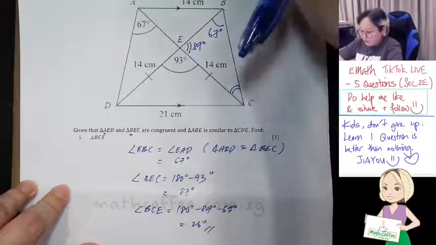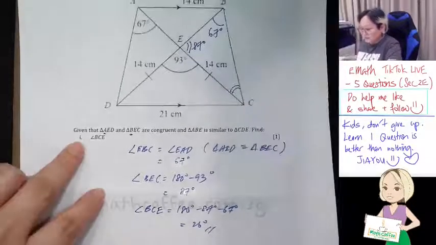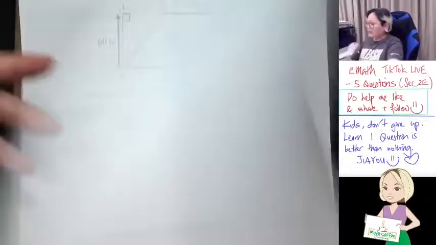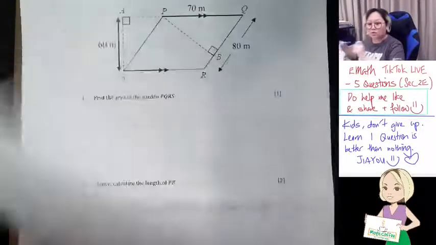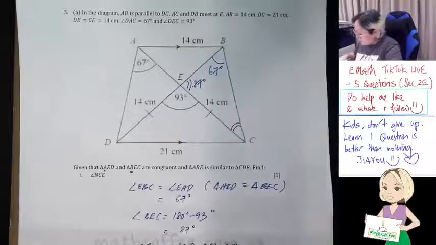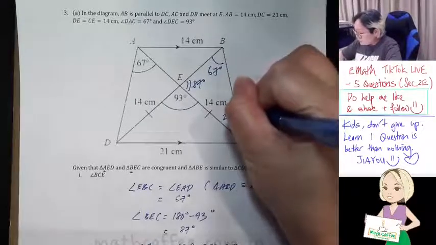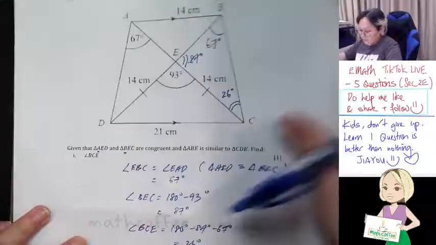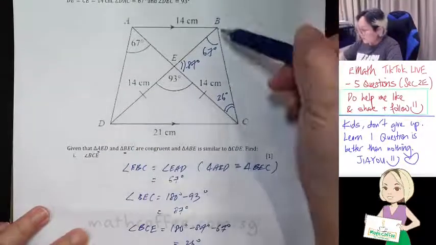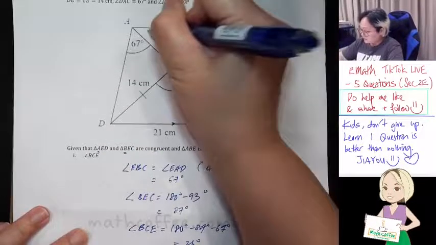Okay, let's move on. This is not done yet. This is only part 1. Then after that, part 2, they ask for BAE. So let's go back and see where's BAE. Sorry, I forgot to update the diagram. This is 26 degrees. They want BAE.